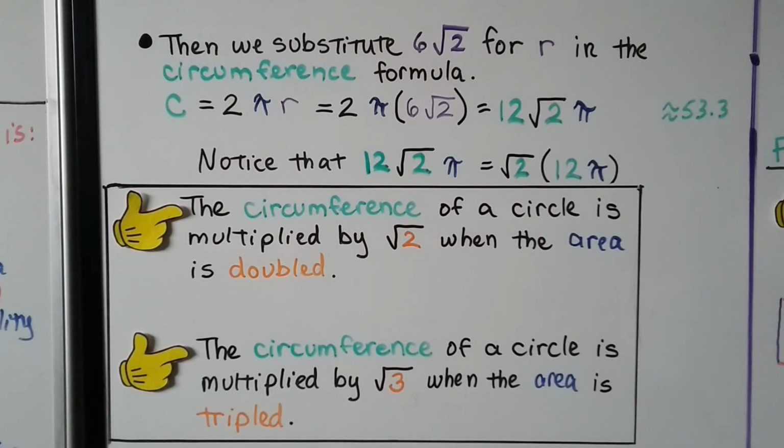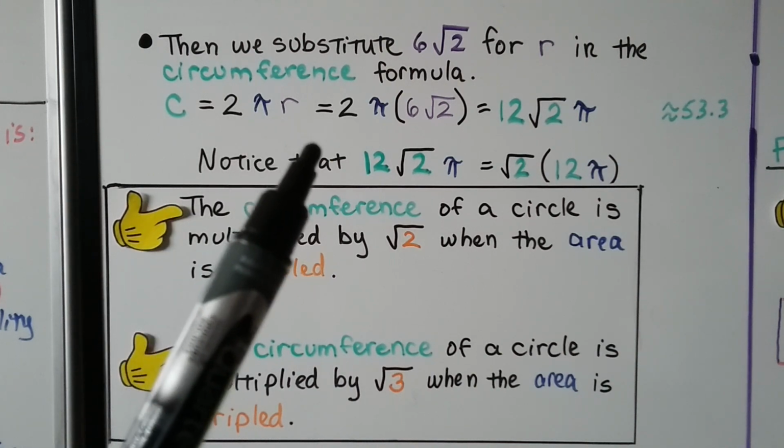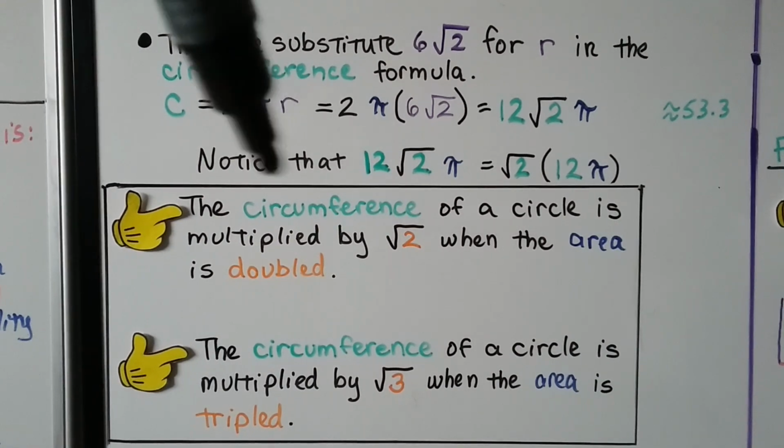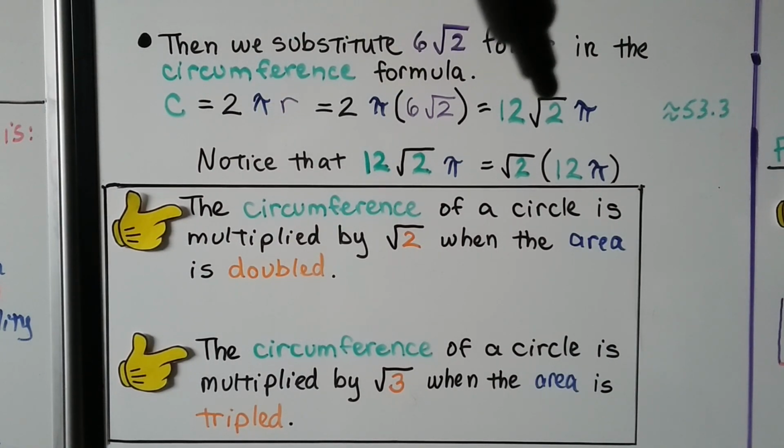The next thing we do is substitute 6 square root of 2 for r, our radius, in the circumference formula. And 2 pi r becomes 2 pi 6 square root of 2. We multiply the 2 and the 6, we get 12 square root of 2 pi. Notice that 12 square root of 2 pi is equal to the square root of 2 times 12 pi. We can multiply in any order. The circumference of a circle is multiplied by square root of 2 when the area is doubled. And the circumference of a circle is multiplied by square root of 3 when the area is tripled.